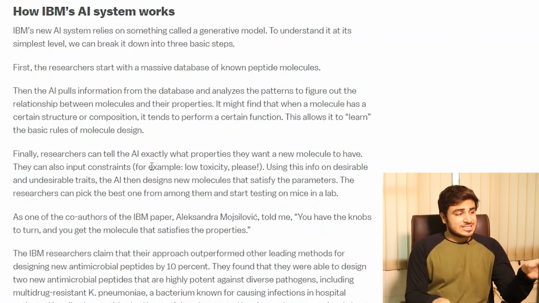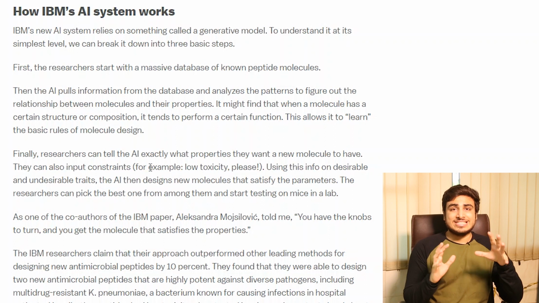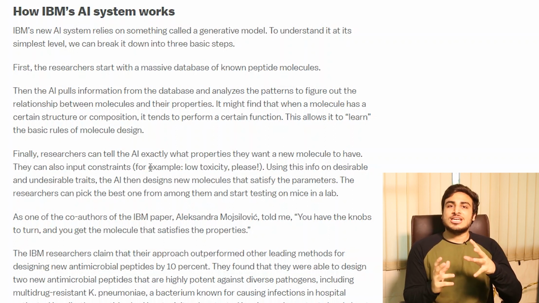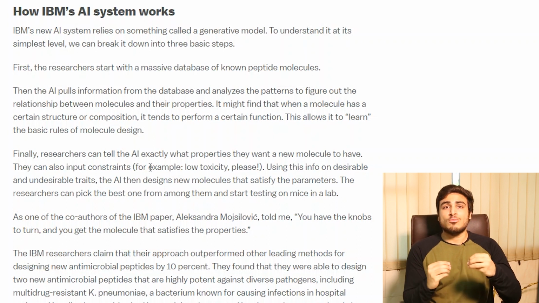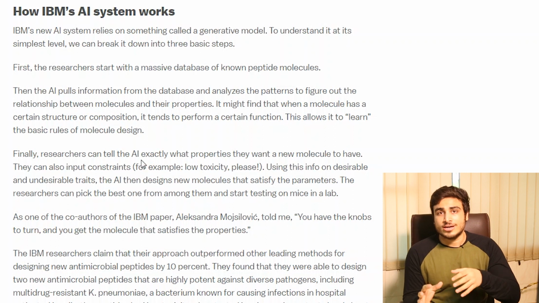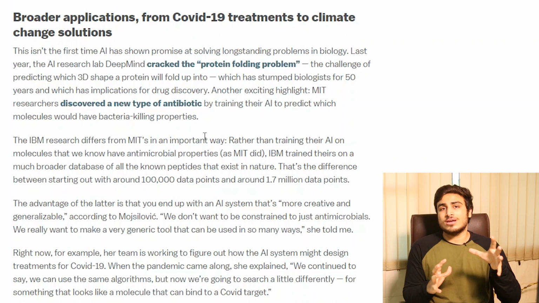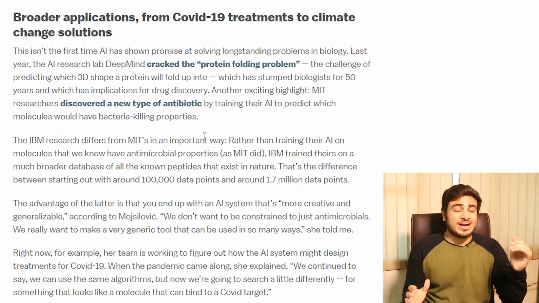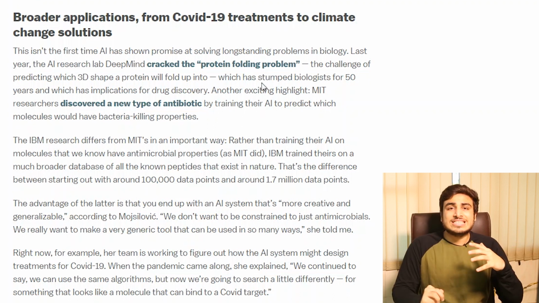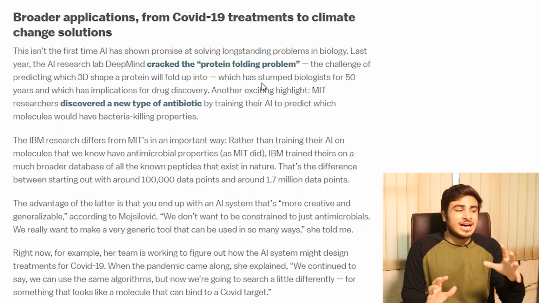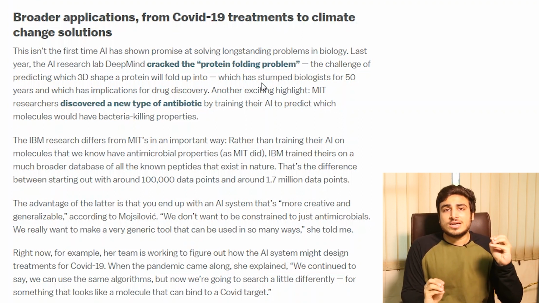Now finally, the researchers can tell the artificial intelligence exactly what properties they want in the new molecule, and the artificial intelligence can create that basic molecular structure having the properties the researchers want. These kinds of generative models can have broader implications like fighting COVID or fighting climate change. Of course, it takes a lot of research and effort to create a particle or a molecule that attacks the protein in a particular disease.